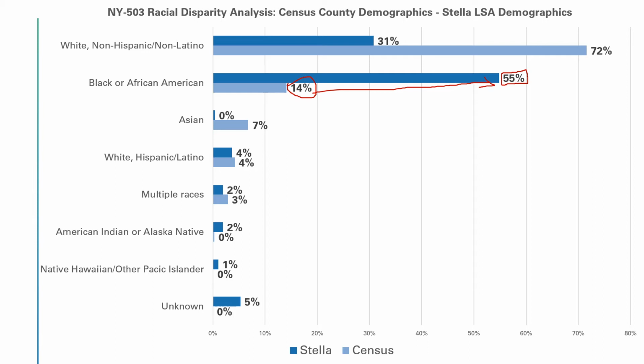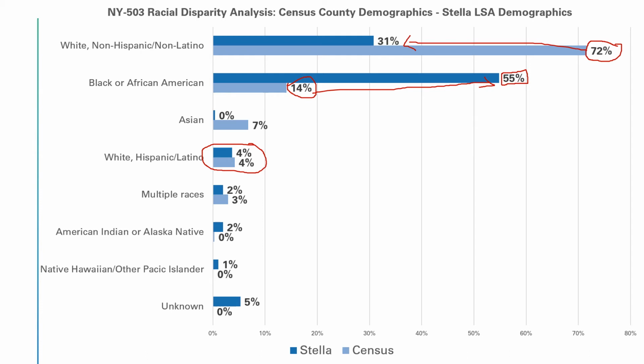Now, looking the other way, we can see that white non-Hispanic individuals make up 72% of the population, but they only make up 31% of those served in the homeless system. So that's actually less than half of its percentage. So that's a major significance right there. And something else that you can notice here is white people who are Hispanic or Latino ethnicity. They're about on par with the percentage of the population and the percentage of those in the homeless system.